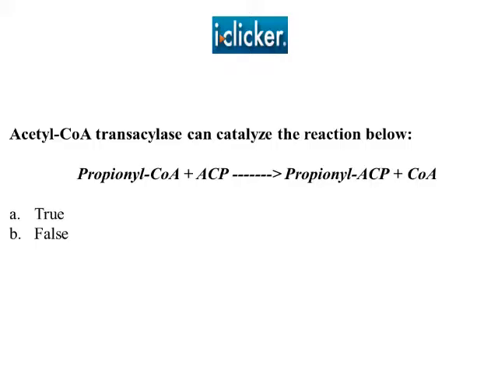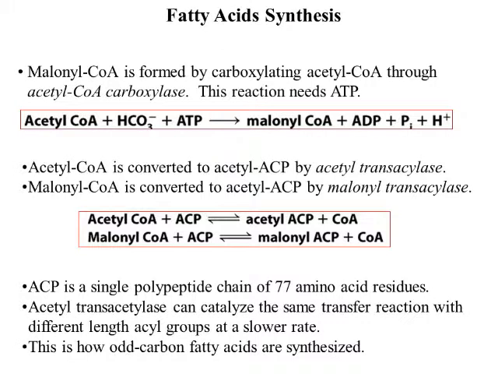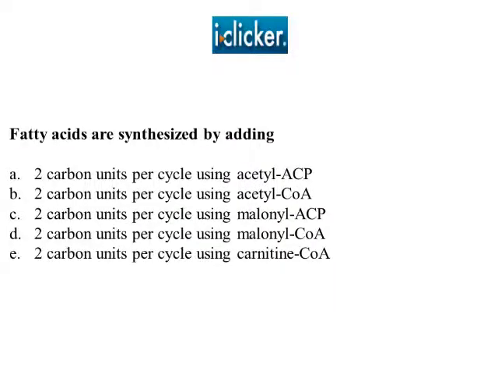Basically, any acyl, and this is the idea here, any enzymes. All right, of course, we covered this. We talked about the two enzymes that change from coenzyme A to ACP, and of course, now, fatty acids are synthesized by adding 2 carbon units of acetyl ACP, acetyl coenzyme A, malonyl ACP, malonyl coenzyme A, or carnitine coenzyme A. Which one of the following is correct?